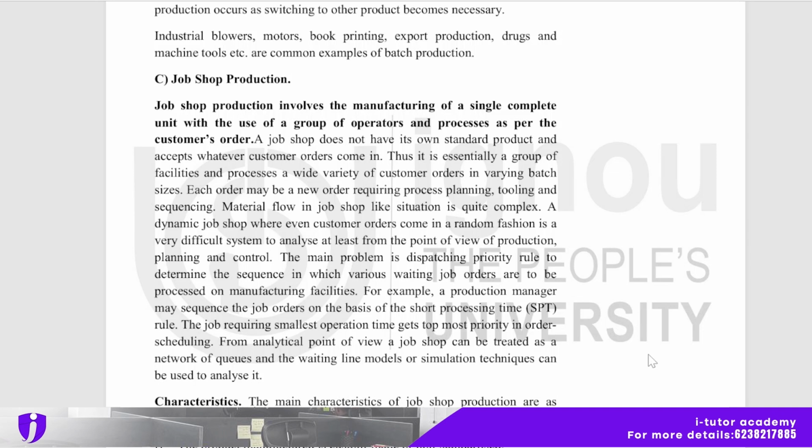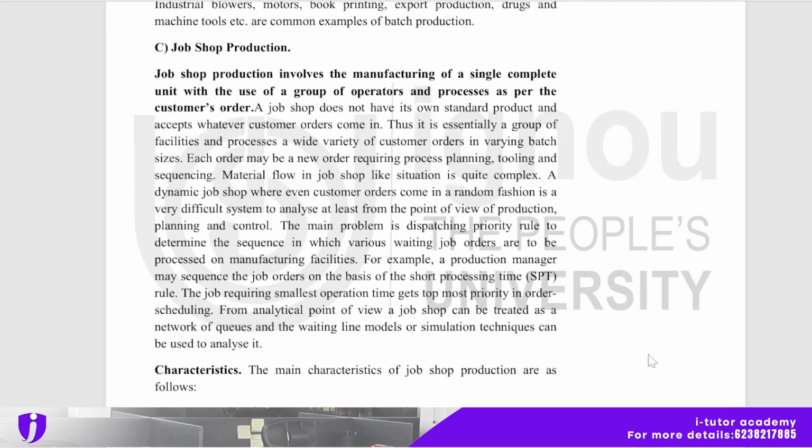And job shop production involves the manufacturing of a single complete unit with the use of a group of operators and processes as per the customer's order. A job shop does not have its own standard product and accepts whatever customer orders come in.